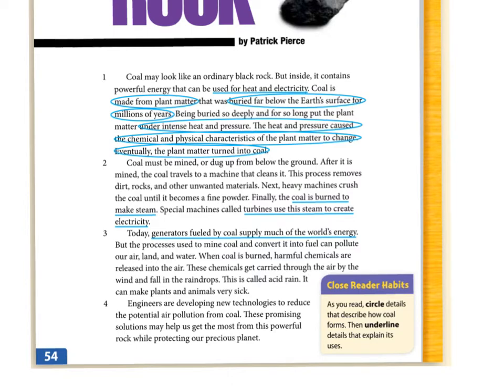Next, heavy machines crush the coal until it becomes a fine powder. Finally, the coal is burned to make steam. Special machines called turbines use this steam to create blank.